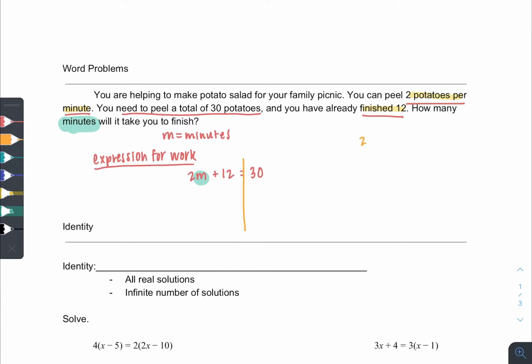I'm actually going to rewrite the equation over here. So 2m plus 12 equals 30. Subtract 12 from both sides to get 2m equals 18. That's isolating our m, undoing any addition or subtraction. And then I divide by 2. And so we get m equals 9. We need to label though, so it's going to be 9 minutes. And that is how long it will take us to peel 30 potatoes.